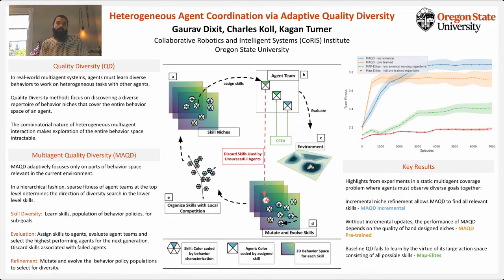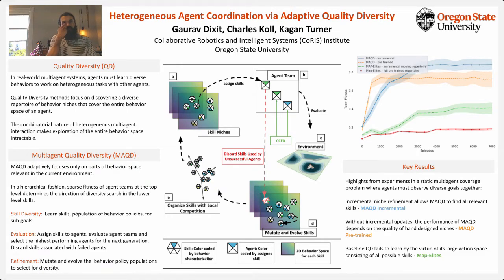Adapting this diversity search method to our multi-agent problem is hard due to the diversity in both tasks and capabilities of the agents. The method I'm presenting today, multi-agent quality diversity, or MAQD for short, addresses this by imposing a hierarchical structure to learning. A top-level evolutionary method optimizes for fitness and guides the direction of the quality diversity method at the bottom level of the hierarchy. This ensures that the quality diversity method only explores regions of the behavior space that are currently relevant to the task of the environment as dictated by the fitness in that task.